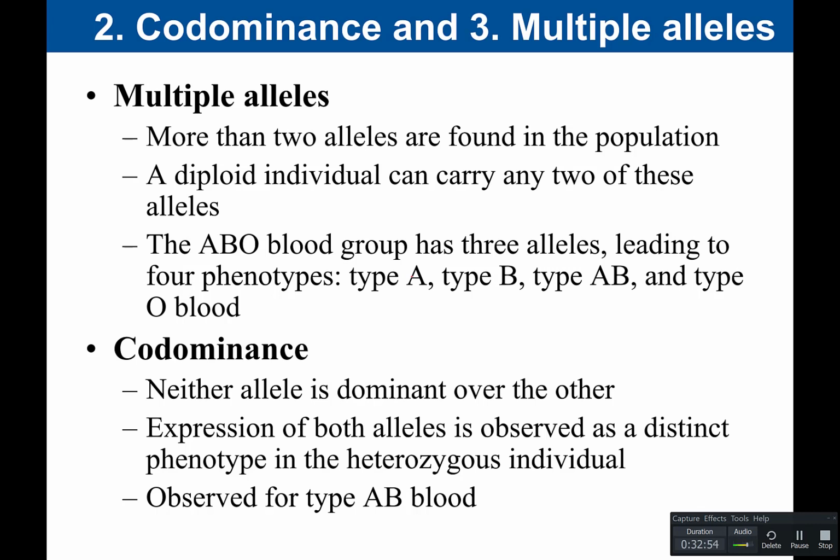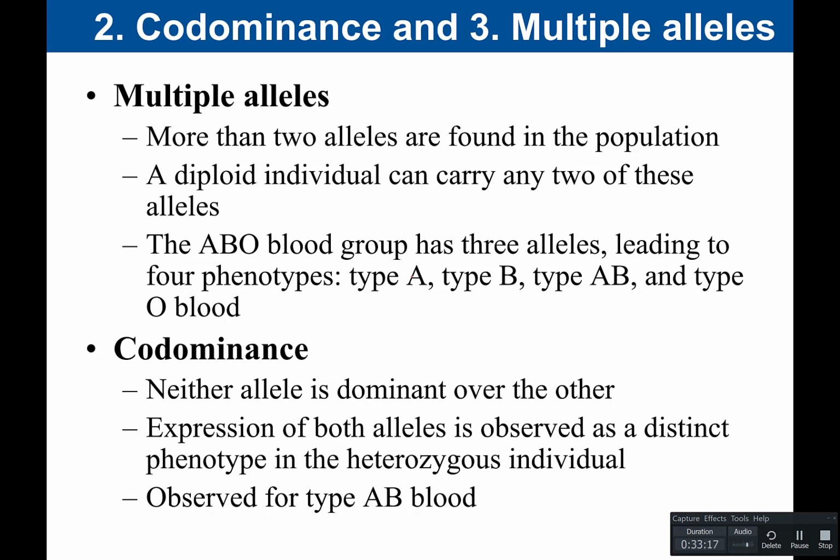Codominance means that neither allele is dominant over the other. Expression of both alleles is observed as a distinct phenotype in the heterozygous. That is different than incomplete dominance. Incomplete has a phenotype in between. Codominance, you actually see both. Both characteristics are actually seen.